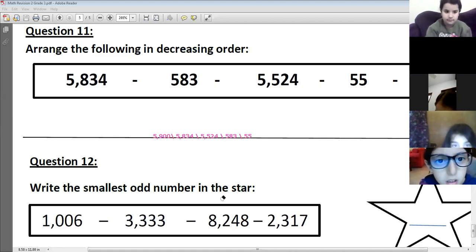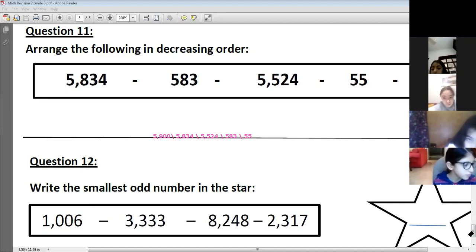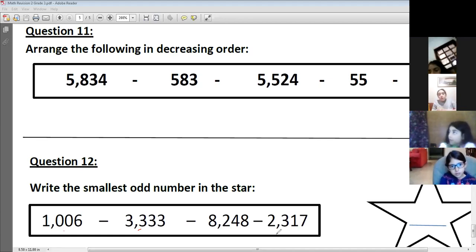Excellent, Aya, excellent. Now, Jude will solve the last question and I will add two extra on the whiteboard for Muhammad Al-Hajjar and Ahmed Da'adoui. Yalla, Jude. Read question 12, loudly please. Write the smallest odd number in the sky. Excellent. Yalla, you have in the box four numbers: 1006, 3033, 8248 and 2317. Which one is the smallest odd number?